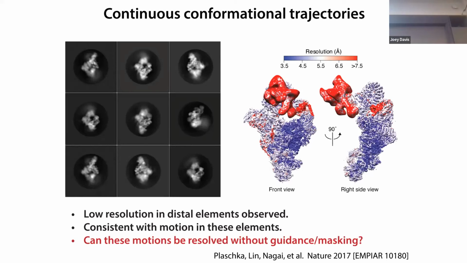This is a local resolution plot. The blue is high-resolution features, and the red is low resolution. It turns out this is a very nice model data set for people to try new algorithms on. That's in part because if you know a lot about the spliceosome, you can draw masks around various regions. You can refine those independently and push everything to high resolution.